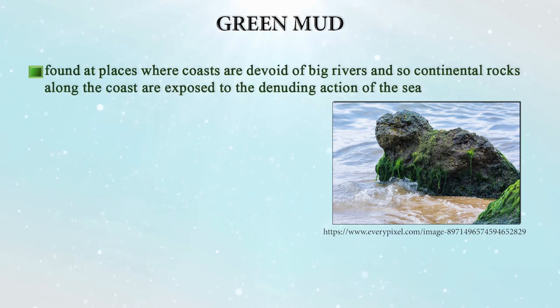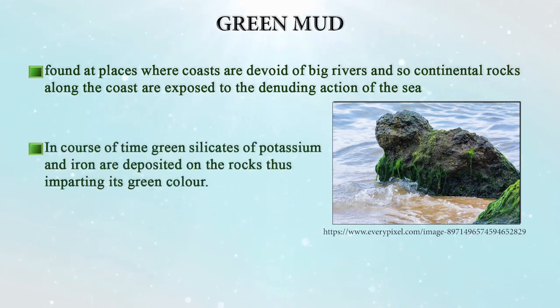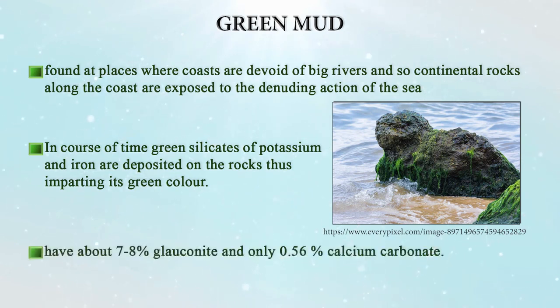And these are found especially at places where coasts are devoid of big rivers, and so continental rocks along the coast are exposed to the denuding action of the sea. In course of time, the green silicates of potassium and iron are deposited on the rocks, thus imparting the green color. And these have about 7 to 8% glauconite and only 0.5% calcium carbonate.